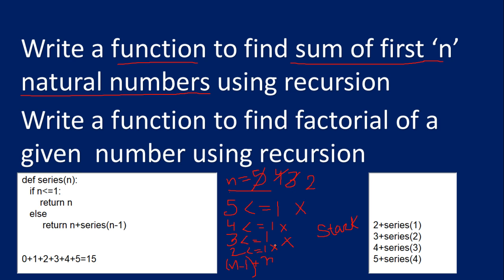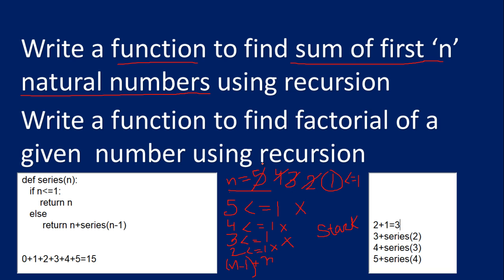So again it moves up and the value of n is supplied as 1. When it comes to this, it will check whether the value 1 is less than or equal to 1. Yes, this value is less than or equal to 1, so it will return the value of n, and right now the value of n is 1. So this series 1 function got the value 1, so we get 3.